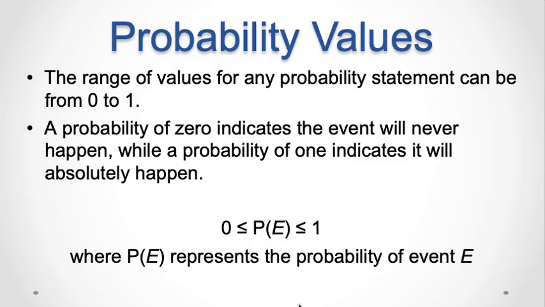If an event is a certainty or will absolutely happen, the probability of the event is 1. The probability of a sure thing is 1. So for example, the probability that your statistics professor is female is equal to 1. The closer a probability is to 1, the more likely the event will occur. The closer a probability is to 0, the less likely the event will occur.